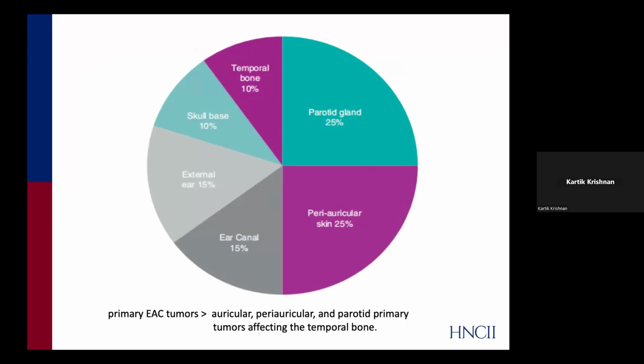Why is it important to know where the site of origin is? Because of prognostication. We see that the primary external auditory canal tumors have a better prognosis as compared to your auricular or periauricular or parotid tumors that affect the temporal bone. So it's important to know the site of origin.